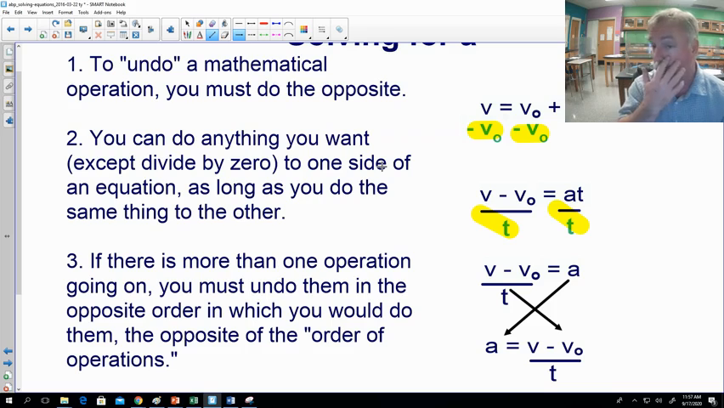So in that case, that means we need to do our subtract. We need to get rid of our V0, get rid of that addition first. We did that by subtracting the V0. And then we got to get rid of the t. And we did that by dividing by t.